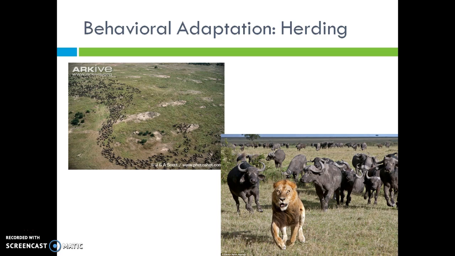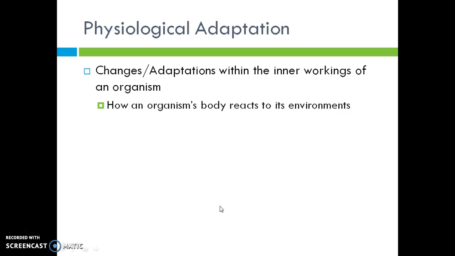Another example is herding. That's a behavioral thing. They herd together for protection, and they're in a herd because then it's easier to find a mate. So as you can see here, they are migrating to go from warmer temperatures to cooler temperatures, or vice versa, or they herd up because it helps them with protection.